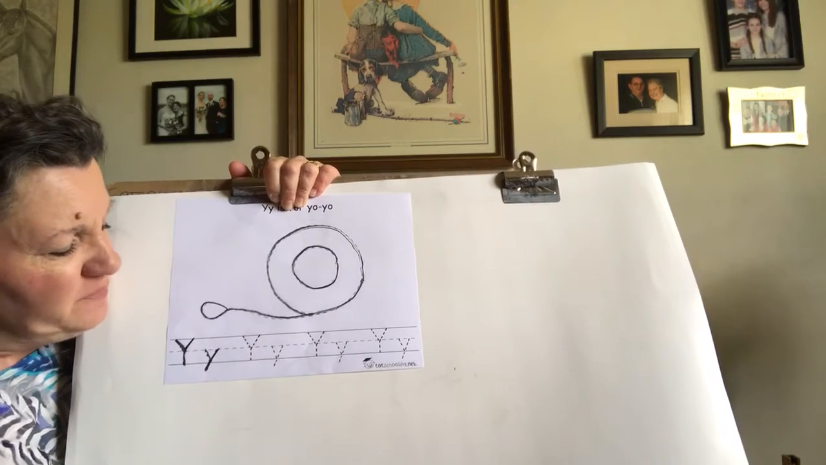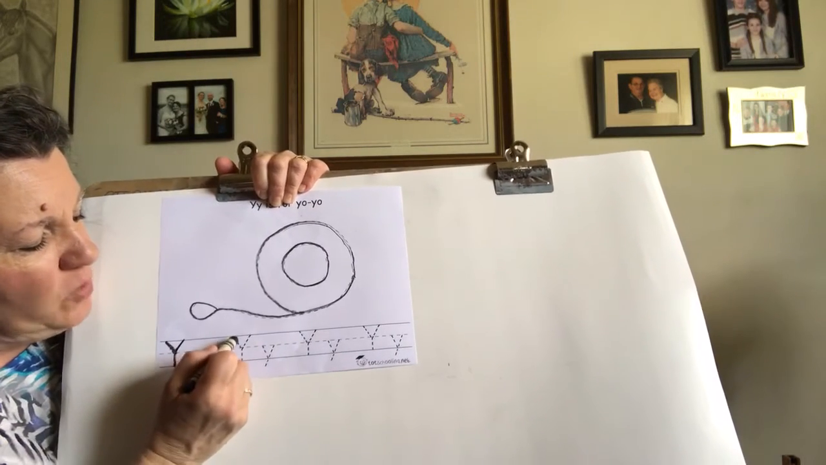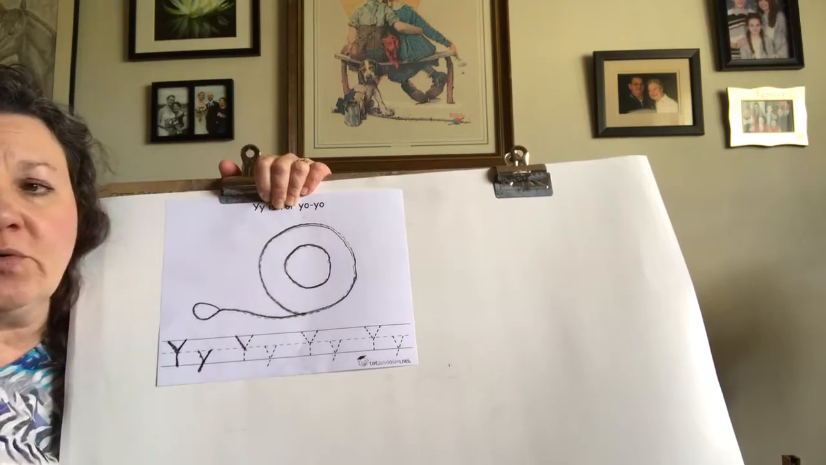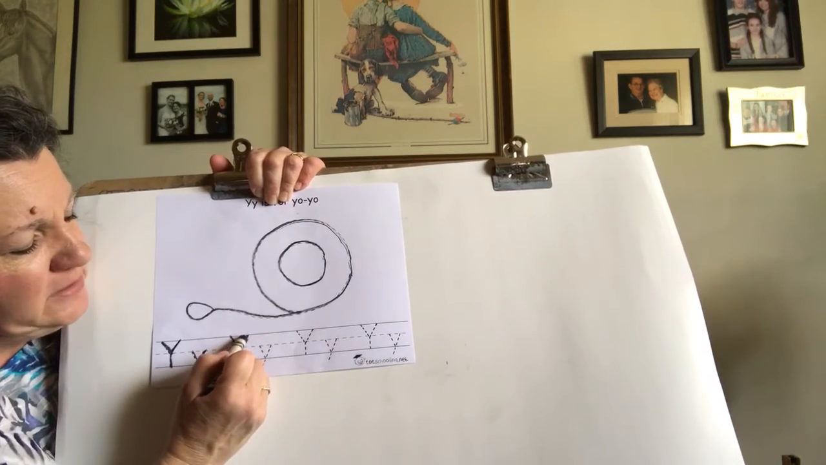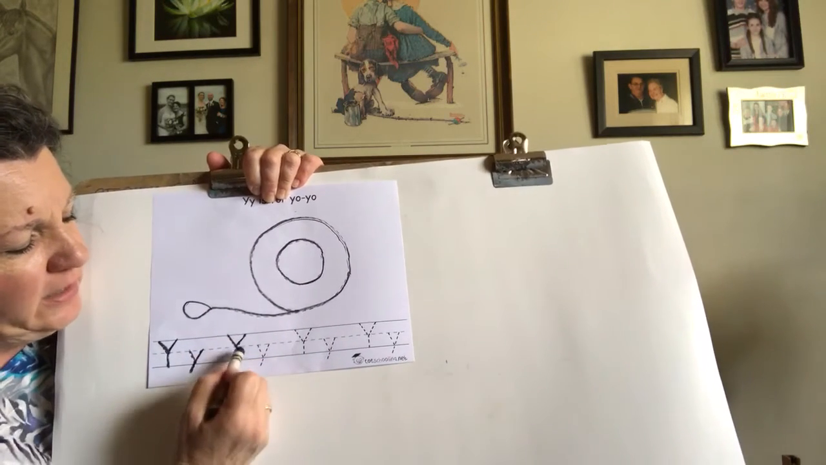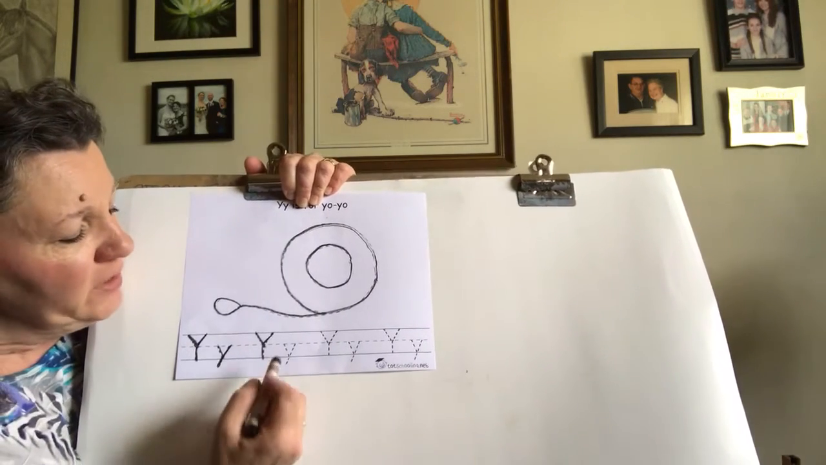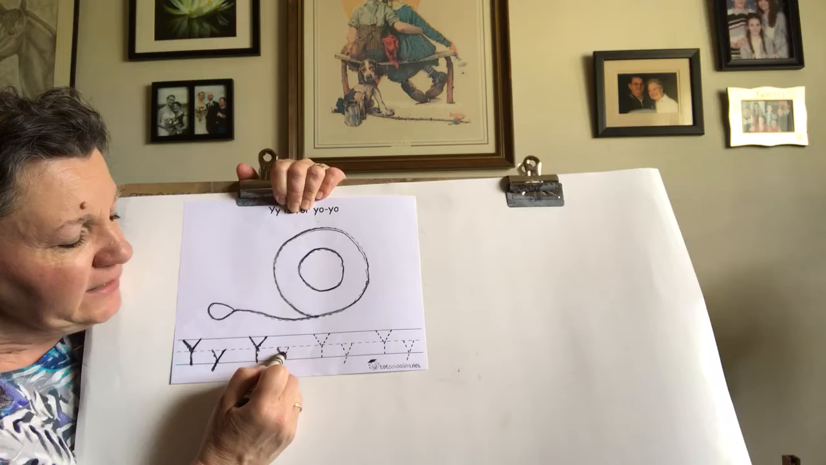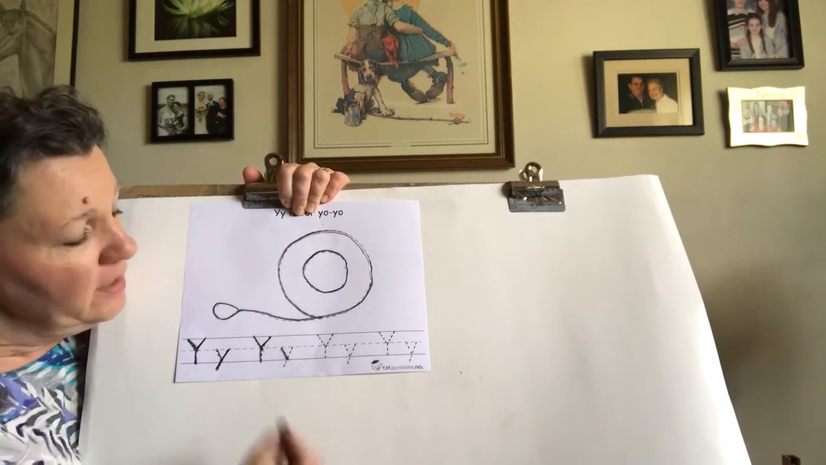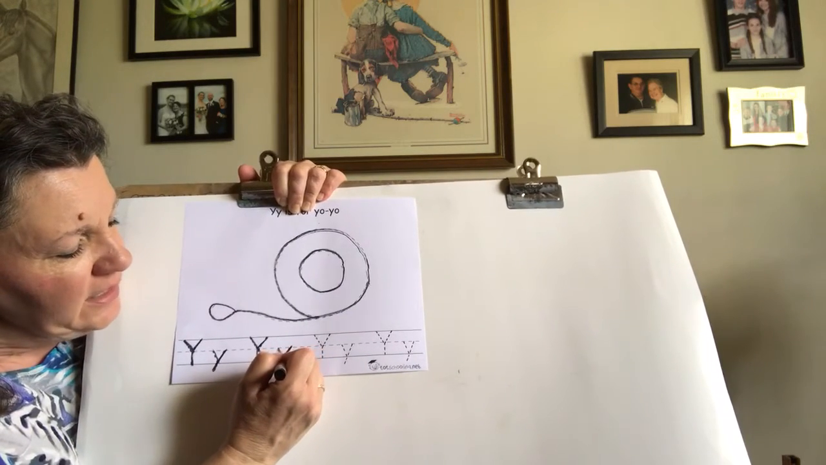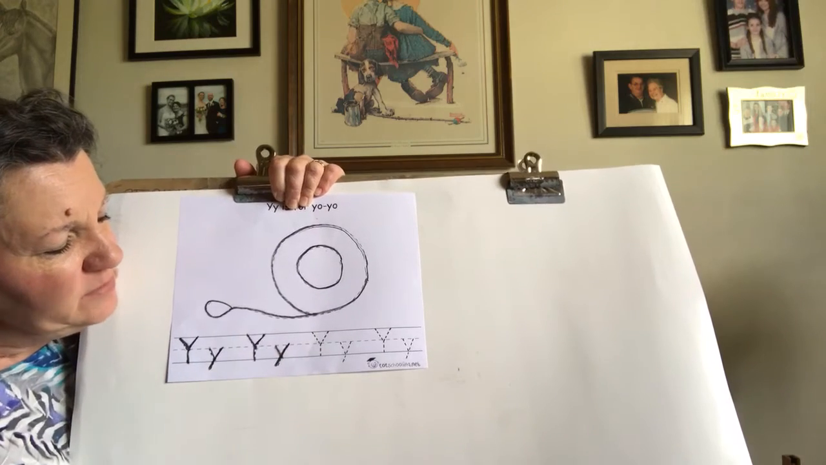Let's go to the next one, okay? Remember, always leave a space in between them. Do our capital Y, slant to the middle, pick up your crayon, go to the top, slant to the middle, pick up your crayon, and pull straight down. That's the capital Y. The lowercase y, we're going to start in the middle, slant to the bottom, pick up your crayon, slant to the middle, and keep going past the bottom.